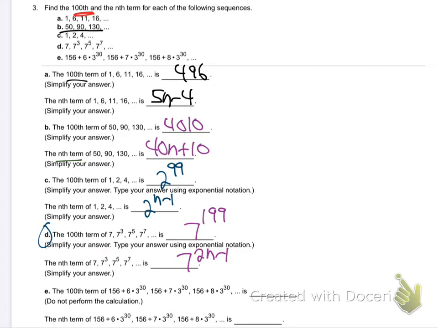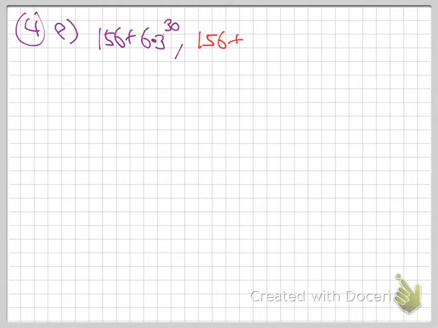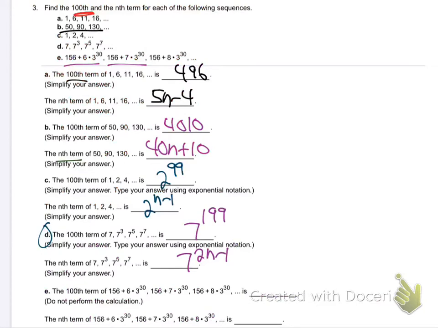All right. Finally, part E. It's a long one here. So part E is 156 plus 6 times 3 to the 30th, 156 plus 7 times 3 to the 30th, 156 plus 8 times 3 to the 30th. Is that true? Yeah, okay.